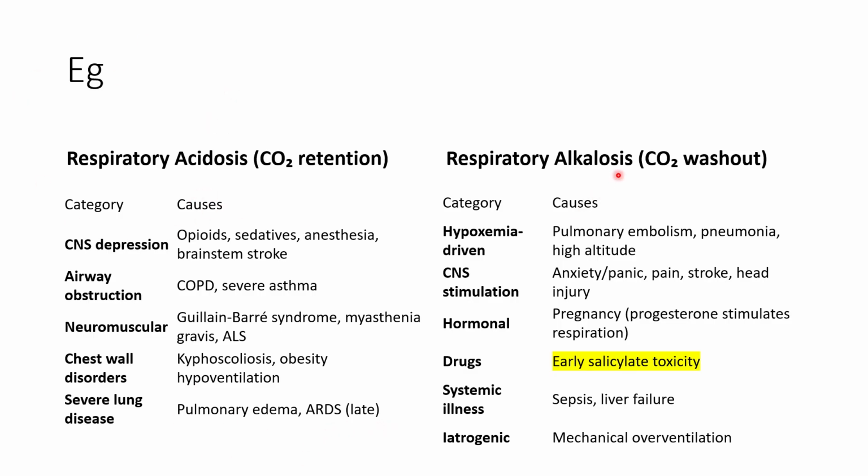So early ARDS leads to respiratory alkalosis, late ARDS leads to respiratory acidosis. Now examples of respiratory alkalosis, that is CO2 washout. It can be hypoxemia driven, where the body is stimulating more respiration as it senses hypoxemia, like in pneumonia, high altitude, or pulmonary embolism, or due to CNS stimulation: anxiety, panic, pain, head injury. Hormonal: in pregnancy, progesterone increases respiratory drive. Drugs like salicylate: early salicylate toxicity leads to tachypnea, leading to respiratory alkalosis. Then systemic illness like sepsis, liver failure, or iatrogenic if you overventilate a patient.